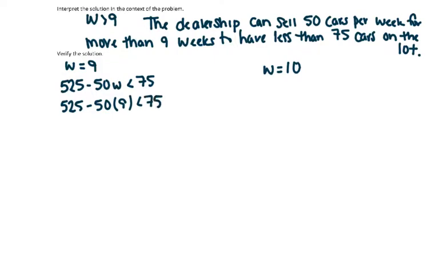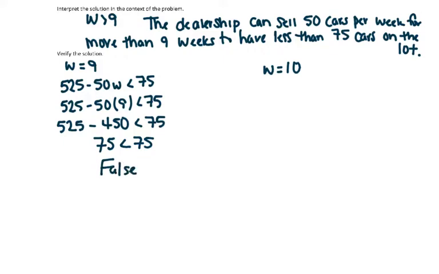So we're going to see if this statement is still true when we carry out these operations. So firstly, I'm going to figure out what is 50 times 9. And 50 times 9 is 450. So now I have 525 minus 450 is less than 75. So I want to make this a true statement. But when I subtract 450 from 525, I get 75. So now my inequality is saying 75 is less than 75, which is not a true statement. 75 is equal to 75.